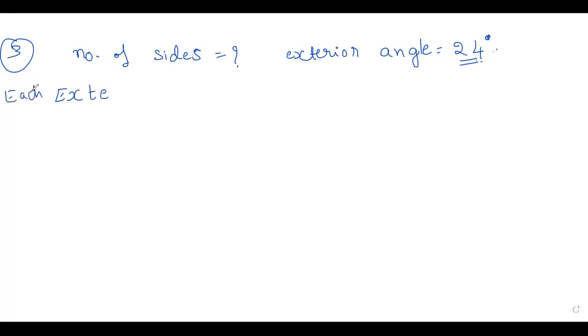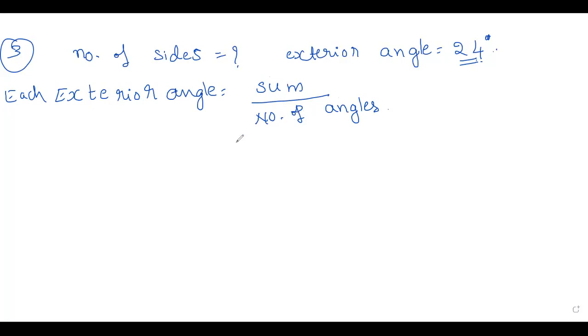Each exterior angle is equal to sum by number of angles. Number of angles, and sum is 360. If it has 9 angles, we divide by 9, if it has 3 angles, we divide by 3.